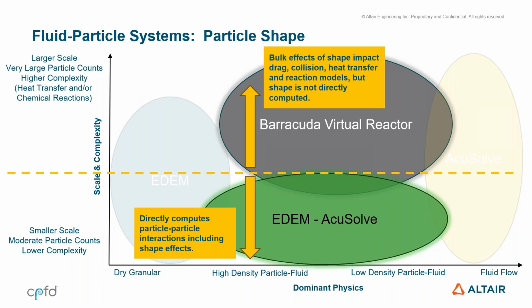The shape can indirectly affect things like collisional models. Surface area certainly directly affects heat transfer and reaction models if the chemical reaction is surface area dependent. But in Barracuda Virtual Reactor, shape is not directly computed. DEM is different than that.